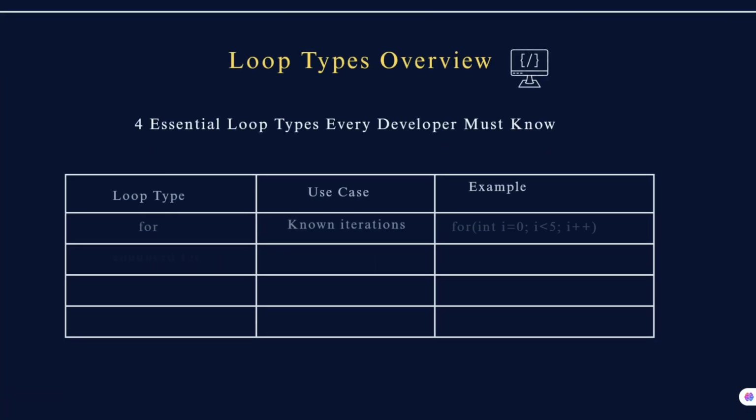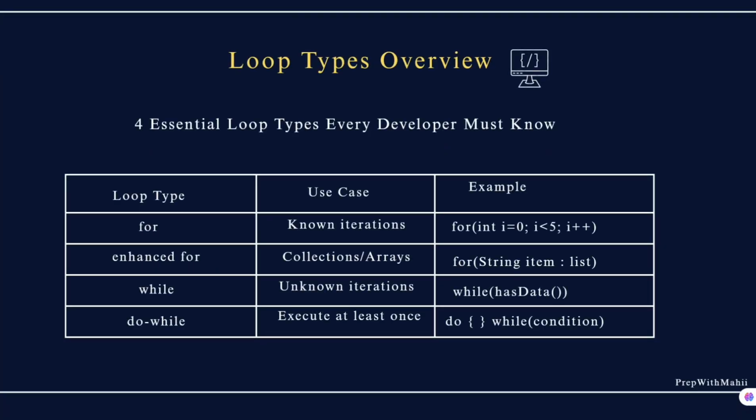Alright, let's start with the foundation. Loops. When an interviewer asks about loop types, here's your comprehensive answer. Java has four main types of loops: for loops, enhanced for loop, while loop, and do while loop.